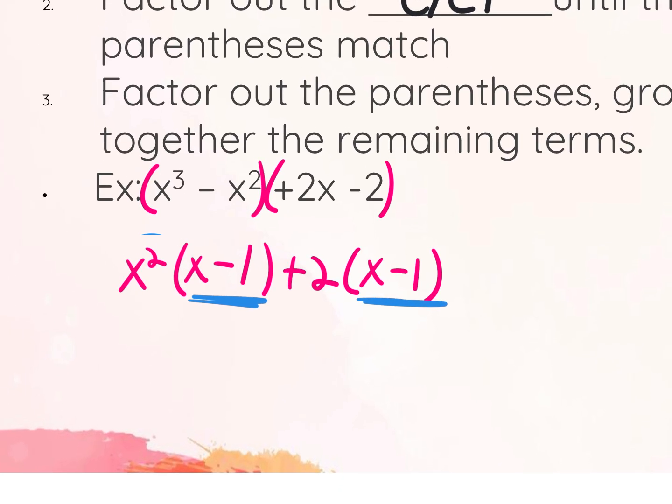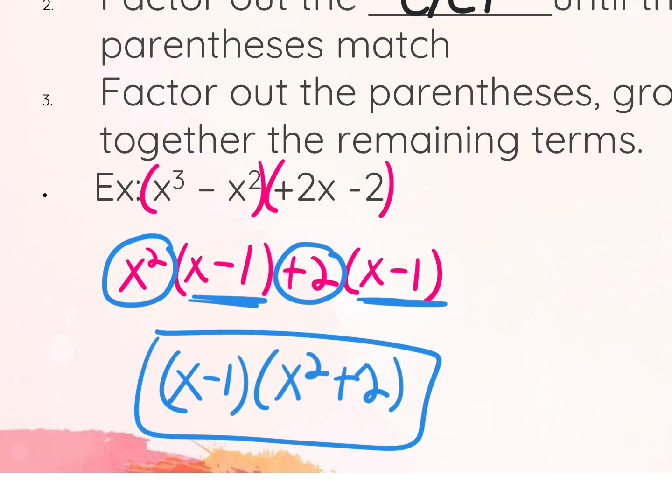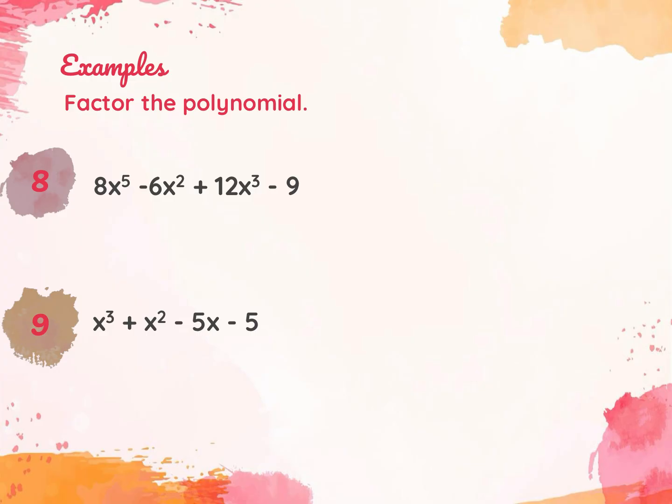They're the same. When they are the same, it's going to show up once. And then whatever you pulled out is going to be its own set of parentheses. So x squared plus 2. And that is fully factored. Let's do a little bit more.